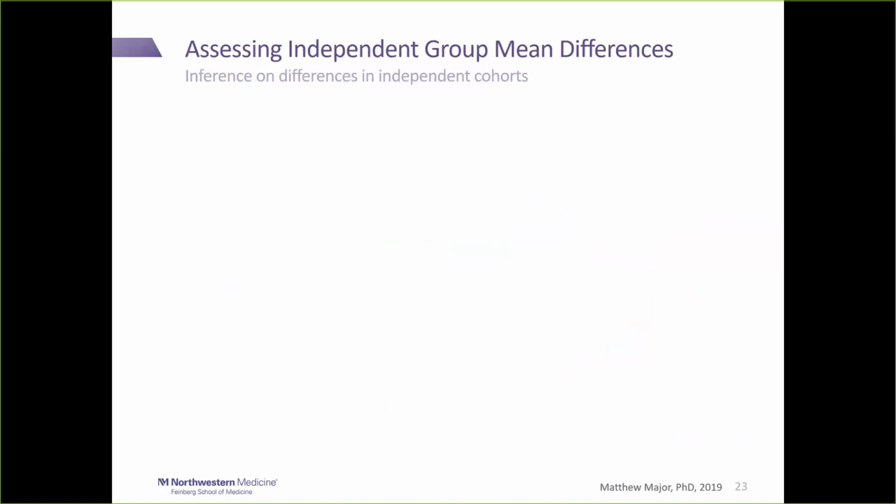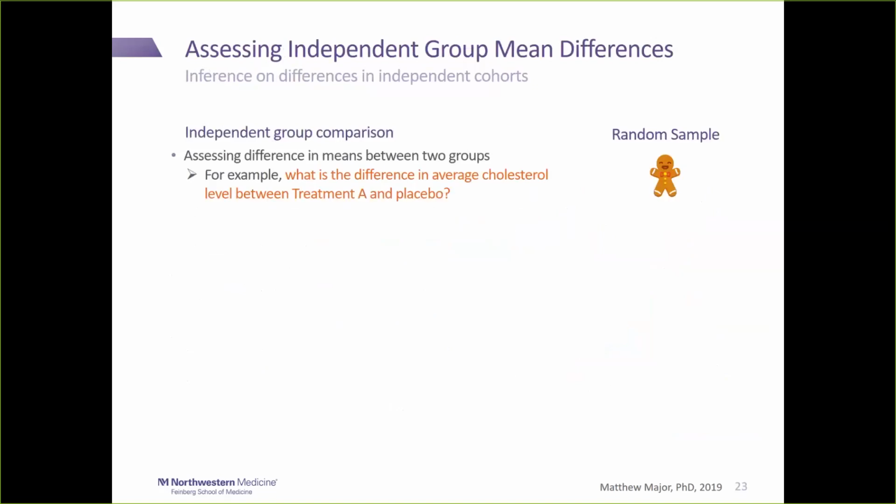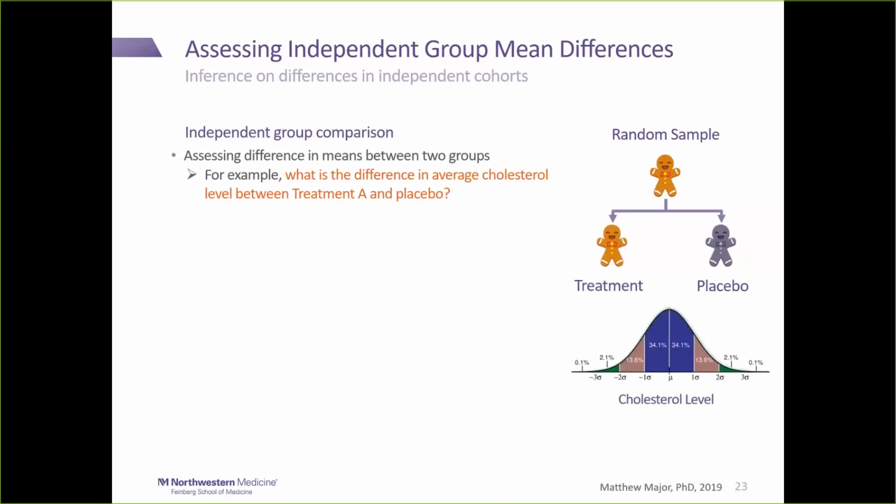Okay, let's move on to assessing independent group mean differences. So this is inference on differences in independent cohorts. For an independent group comparison, we're assessing the difference in means between two groups. For example, I might be interested in what is the difference in average cholesterol level between treatment A and a placebo. We might have a random sample. We're separating them into treatments and placebos. What I want to do is assess the difference in the means between the two.